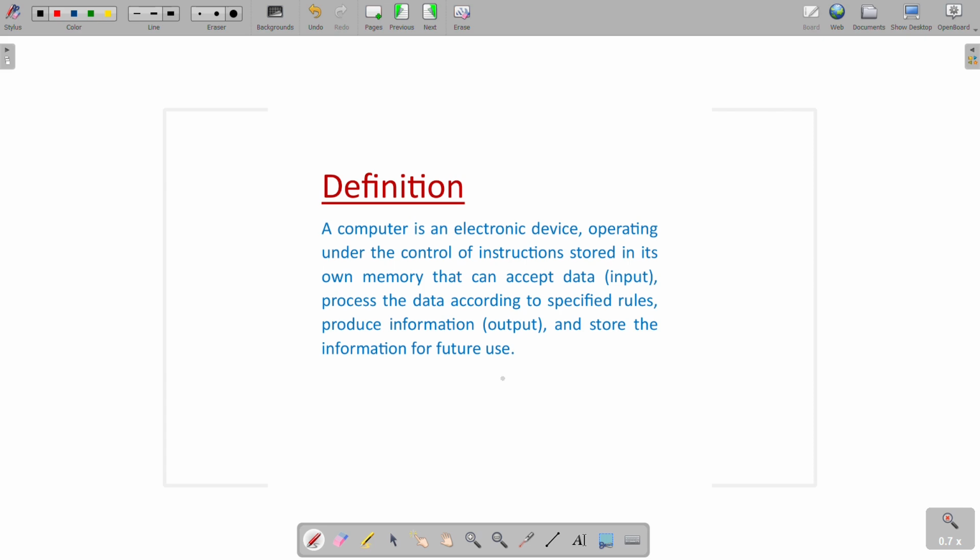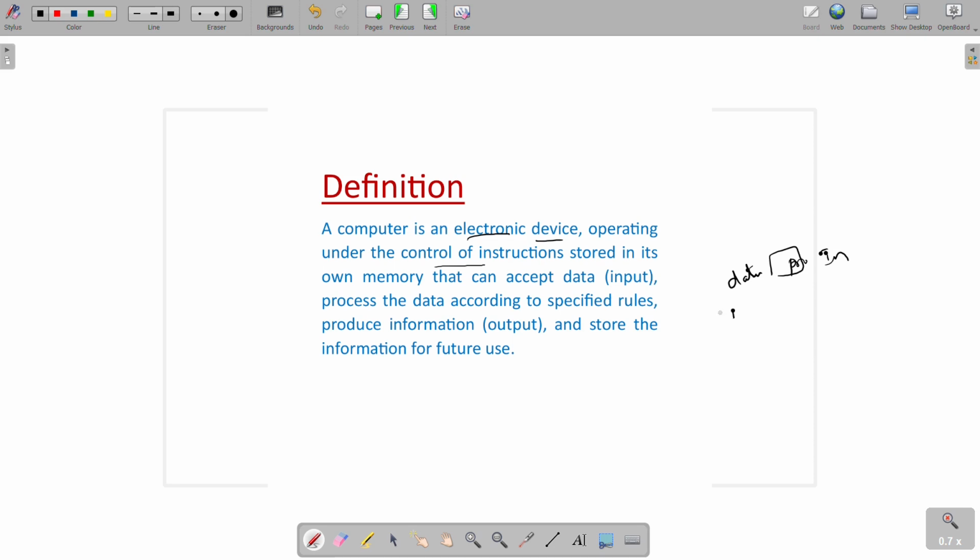Okay, now I am going to explain the definition of the computer. Actually, a computer is an electronic device. Why is it called an electronic device? Because it is made up of electronic components and uses electrical energy to operate. That is the reason it is described as an electronic device, which operates under the control of instructions already stored in its own memory. So it takes those instructions and works accordingly. Generally, it takes the data, processes it, and finally gives the information.